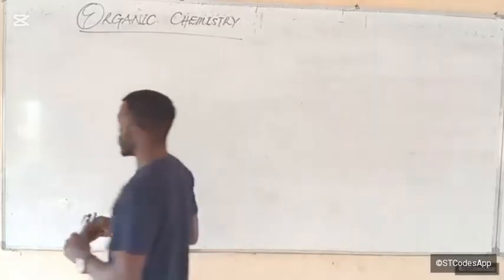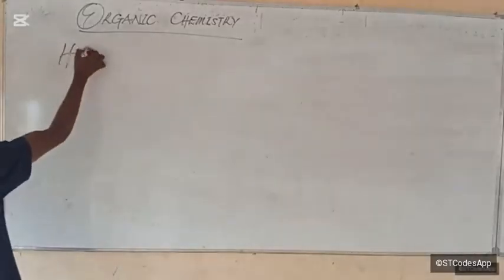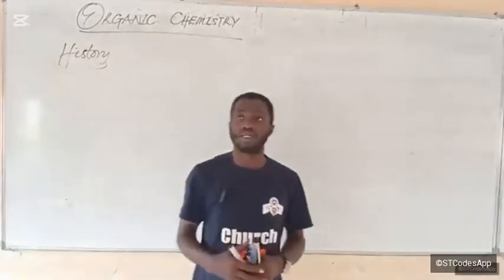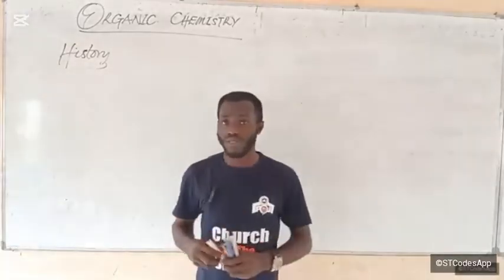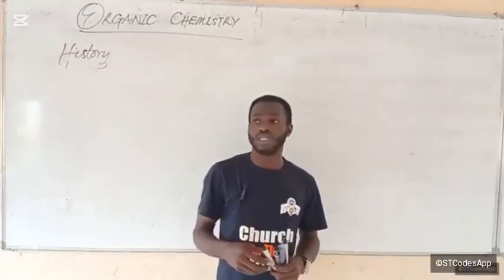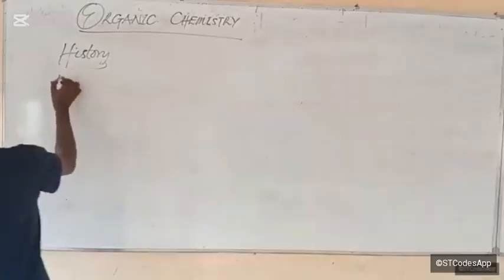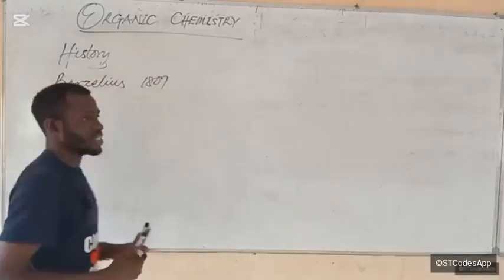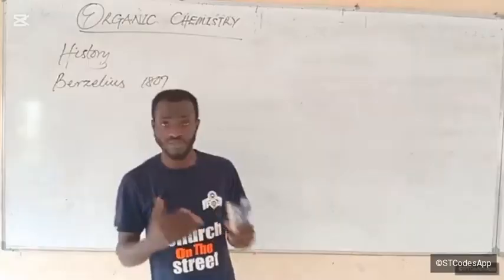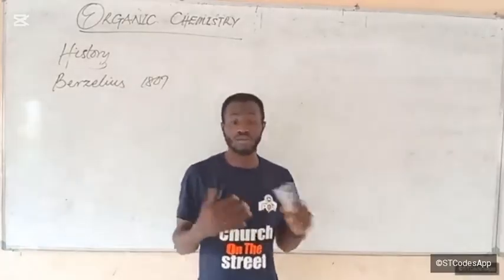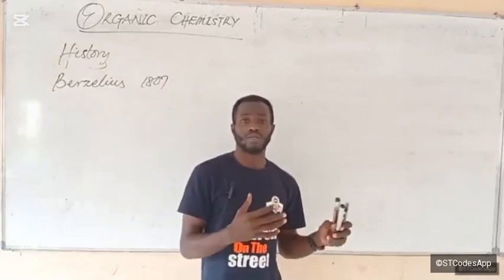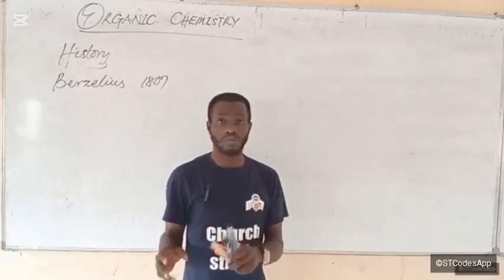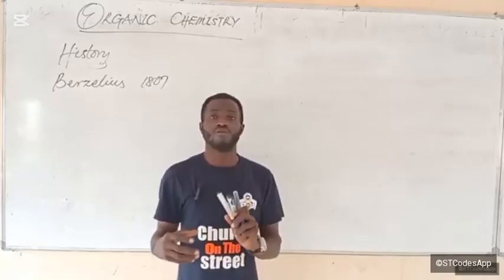So let's begin with a brief history. Now, historically, the name organic chemistry was actually given by Berzelius in 1807. Berzelius in 1807 gave the name organic chemistry to the field of chemistry that was devoted to studying compounds of carbon. But actually, the name did not just come about.